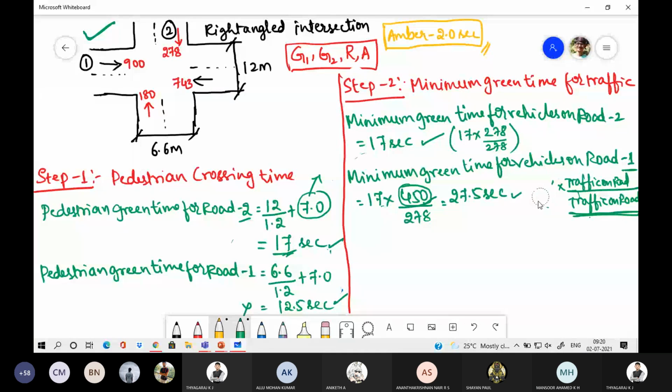Okay. Now step 3. We are going to revise the green time. So I'll erase the things.